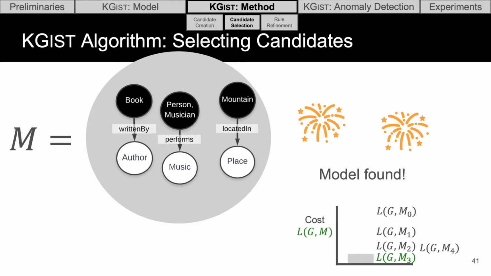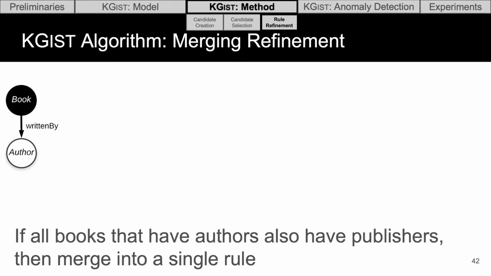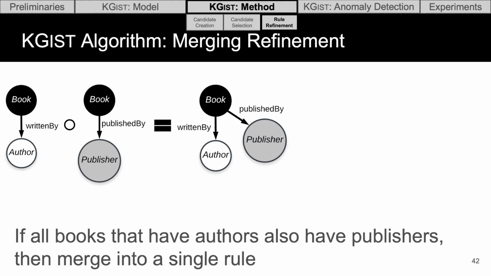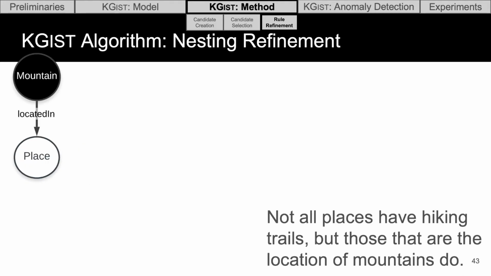But remember that these are just simple rules that only assert one thing. And we'd like to make these more expressive, so we will introduce two refinement steps. The first is a merging refinement, so it merges rules. I'll demonstrate by an example. If we have books are written by authors and books are published by publishers, then we can state this more concisely as one rule.